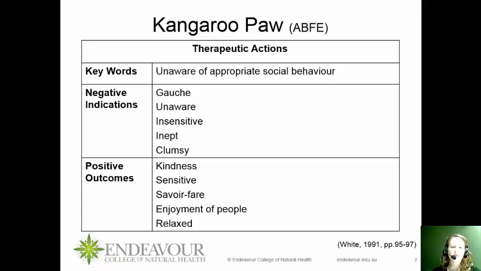So, for the bushflower essences, kangaroo paw is unaware of appropriate social behaviour, so it's when there is a naivety to communication, and as a consequence, a sensitivity is lost, and so they may be clumsy in conversation. They may talk at people, for example, or put their foot in it, as the saying goes, say things inappropriate and not realise that they've done it, and not realise that they've upset people. And it's genuinely because of a lack of awareness.